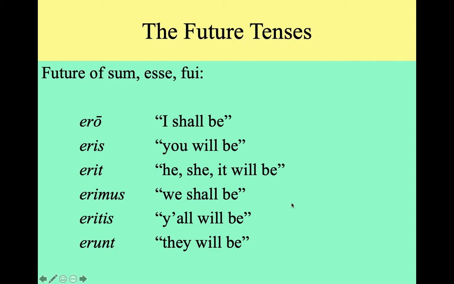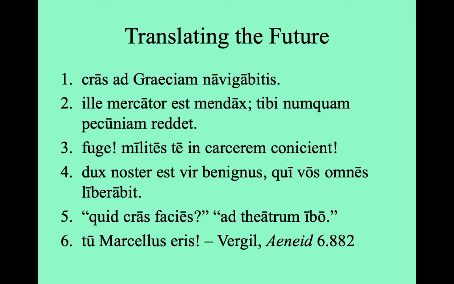The irregular verb to be, it's irregular in so many ways. Here come some examples of how to translate the future tense in some Latin sentences. Cras ad Graeciam navigabitis. Look at that bi right there. Oh, that is so future. The tis means y'all. Y'all will navigate. Y'all will sail to Greece.